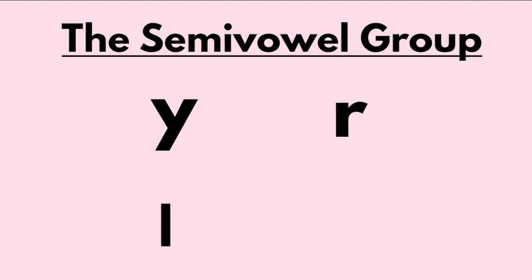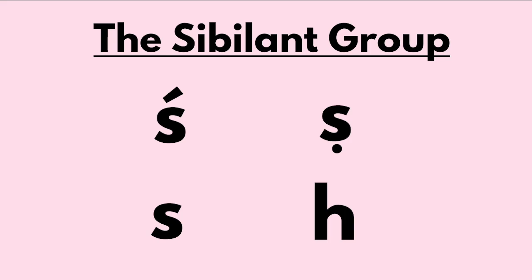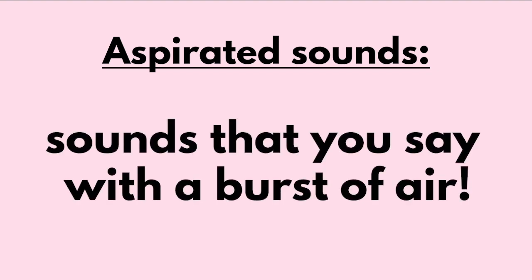Today, we're going to learn the last two sets of consonants in the Sanskrit Aksharamala. The first set is called the semi-vowels, and the second set is called the sibilants. These four sounds on your screen right now make up the semi-vowel group. And this group is called the sibilants, also known as the hissing sounds. These sounds are aspirated, which means you need to give a burst of air when you say these sounds.